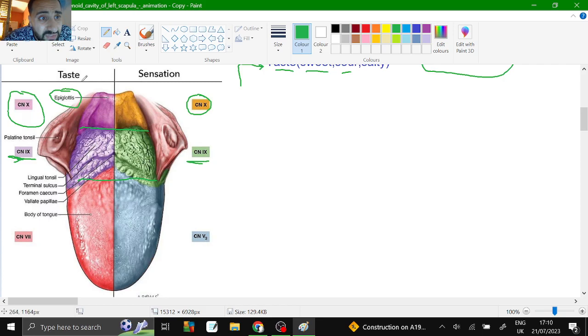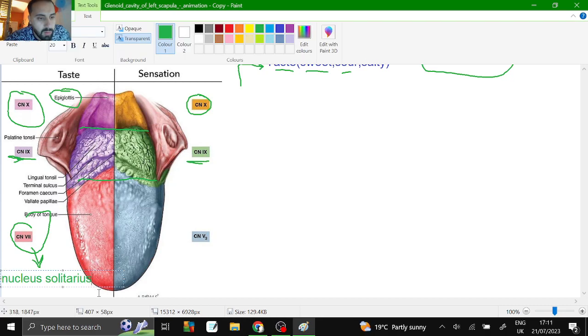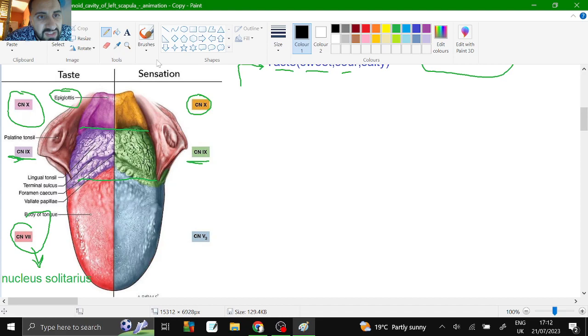But what's really different here is the anterior 2/3 of the tongue. The taste is innervated by the facial nerve, the nucleus is called nucleus solitarius. But for the sensation, it comes from the trigeminal nerve, the mandibular branch of the trigeminal nerve, and the lingual branch of the mandibular branch.